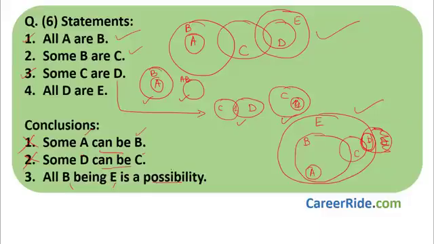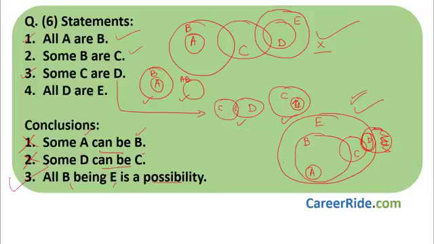Now what are they saying? All B being E is a possibility. In this case this conclusion does not hold true. Here E is separate, here B is separate. B does not come under E. But in this possible Venn diagram, B comes under E. So the conclusion is possible over here. We got one situation where the conclusion is not possible, one situation where the conclusion is possible. That means this conclusion has to be valid.